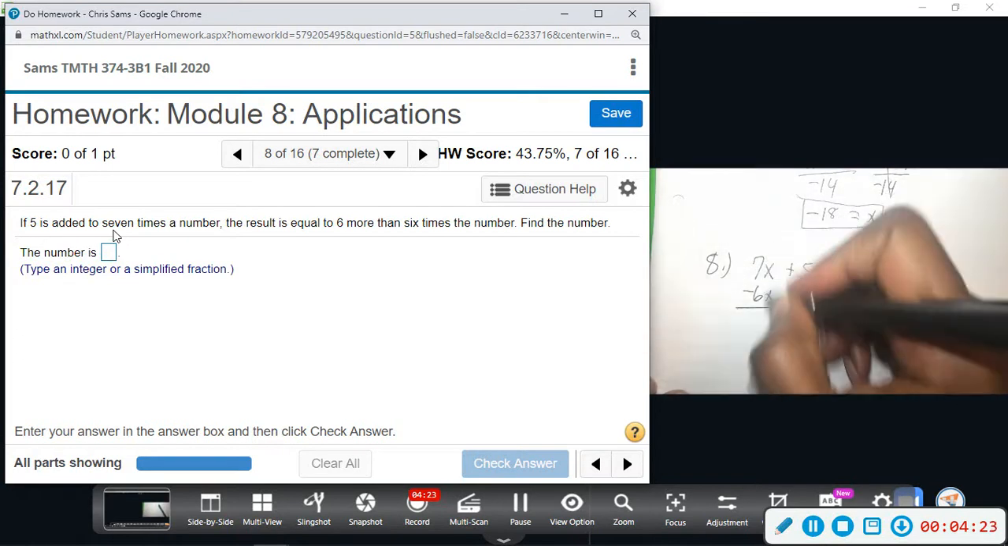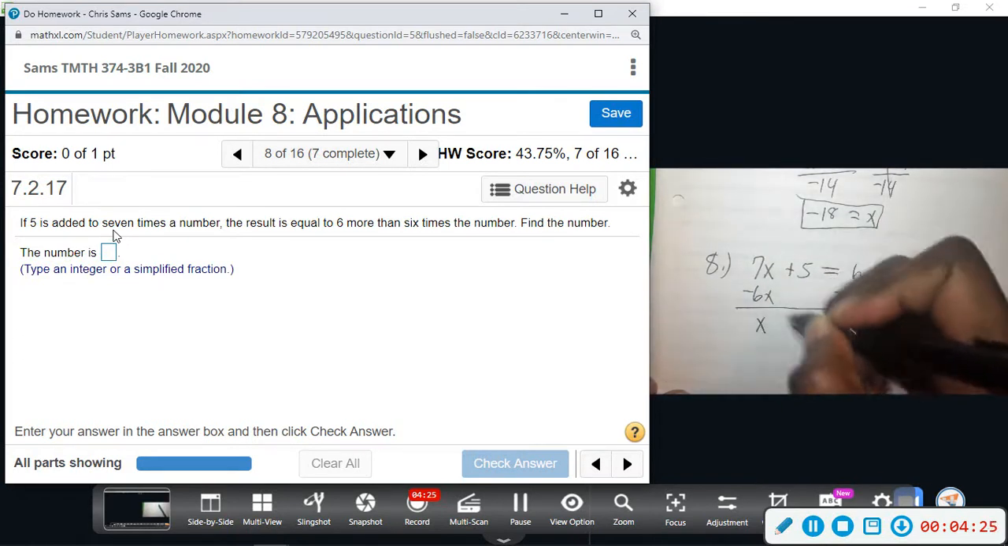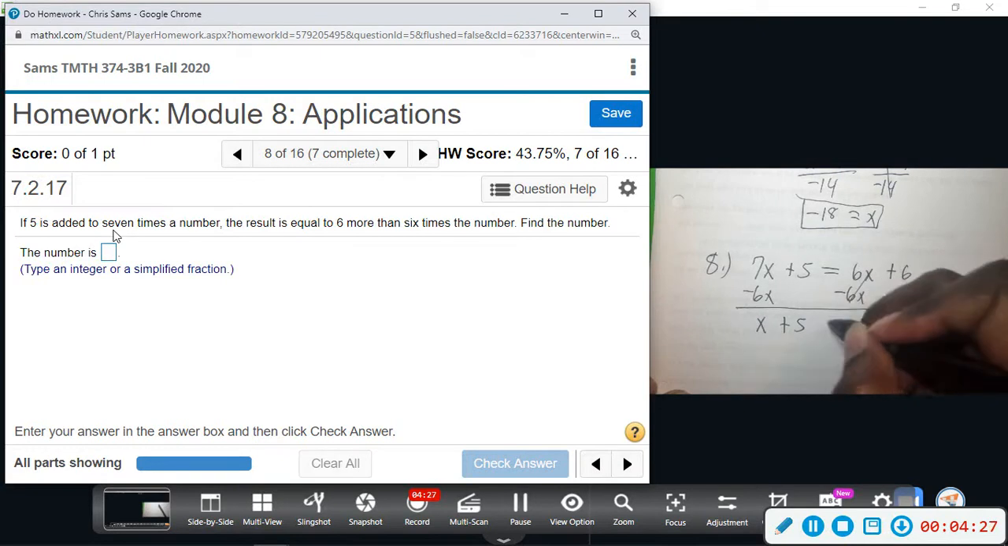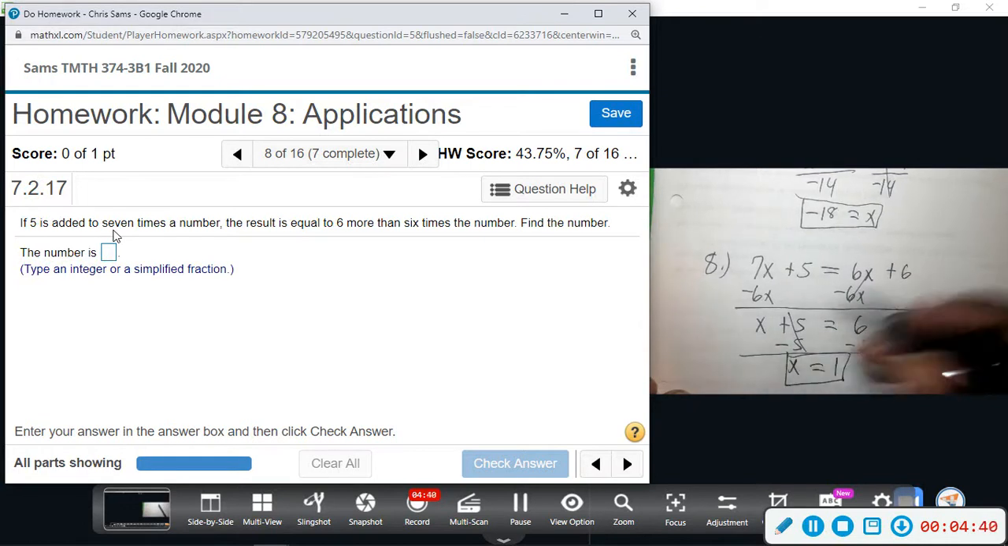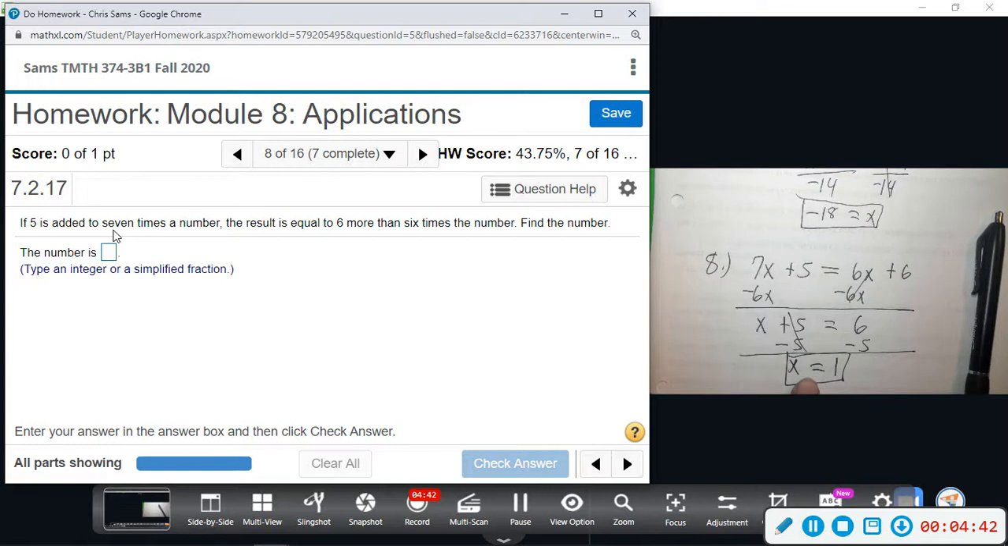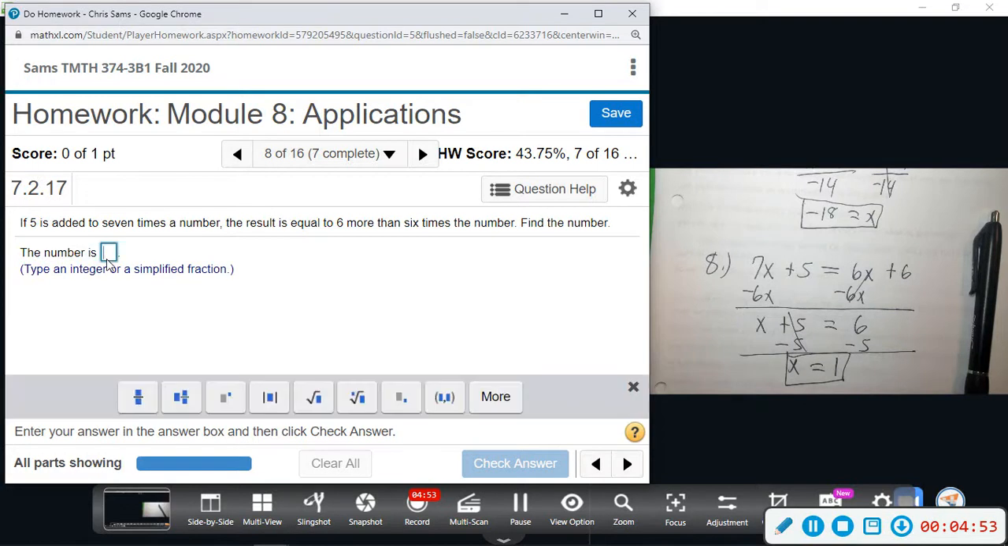This goes to 0. This brings down just 1x plus 5 equals 6. Now to get x by itself, we're going to subtract 5 from both sides. Goes to 0, bring down x equals 1. So it looks like x equals 1. And then you can always go back, plug it in to verify. 7 plus 5 is 12. If you plug a 1 in here, 6 plus 6 is 12. So that looks good. So x equals 1.